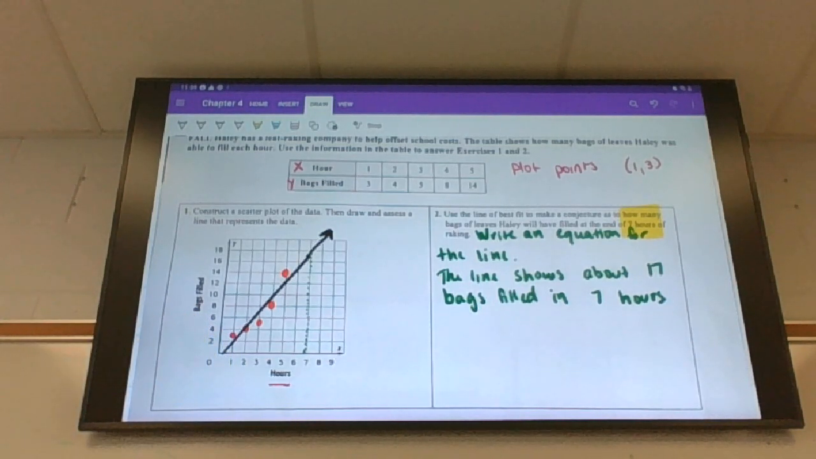So what are the steps to writing an equation? I'll put some steps over here. Let's pick 2 points on the line. Just any, you can pick any 2 points. It doesn't have to be a red dot. You find 2 points on your line.